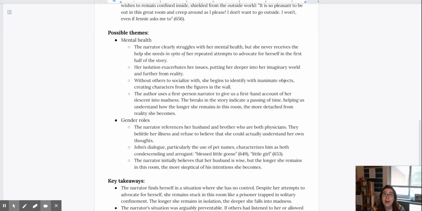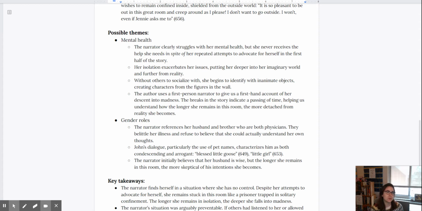Even she would like to write, and her husband's like, no, you can't do that. That's not what's good for you. And so he forces her into this setting that feels very restricting to her. The isolation and the detachment from others really exacerbates the issues that were clearly already there and pushes her deeper and deeper into that imaginary world.